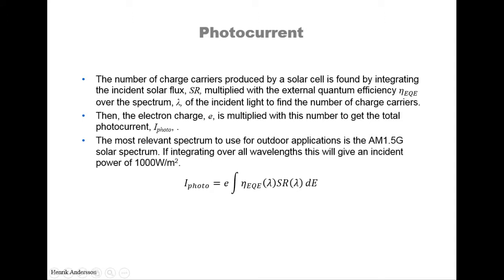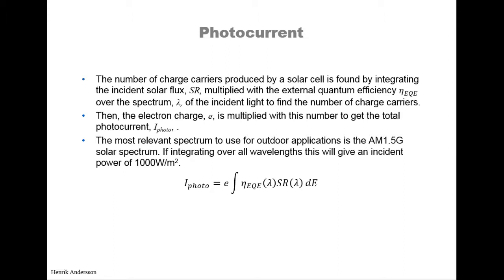To find out the photocurrent produced by the solar cell, we need to look at the number of charge carriers produced. And the number of charge carriers produced by a solar cell is found by integrating the incident solar flux multiplied with the external quantum efficiency over the spectrum of interest. The spectrum of interest in this case is most likely the outdoor solar spectrum, but it could of course be something else. Then the electron charge is multiplied with this number to get the total photocurrent.